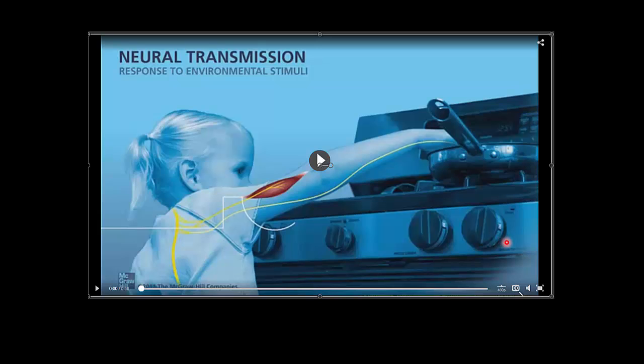Here's a video that will walk you through what happens in your nervous system when you interact with some type of external stimuli. And also look at the different functional classifications of neurons and just give an example of their functions.